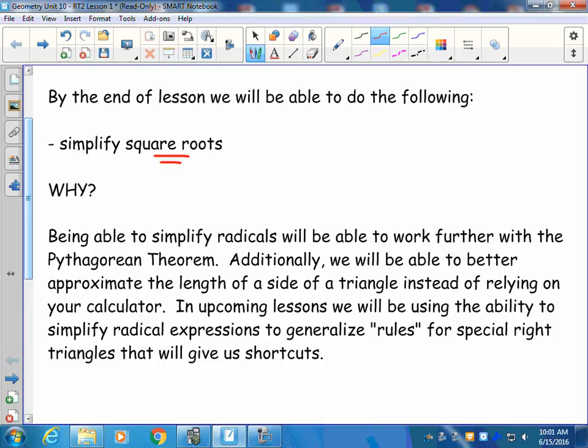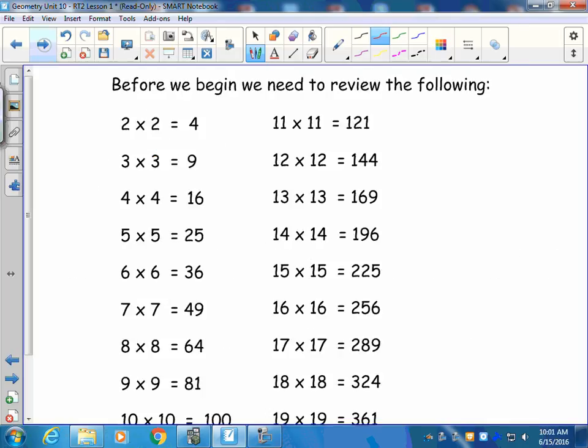Okay, and we'll use some of these rules of special right triangles. We'll need simplifying radicals to be able to help us with that. Okay, but before we begin, what we have to remember is our perfect squares.